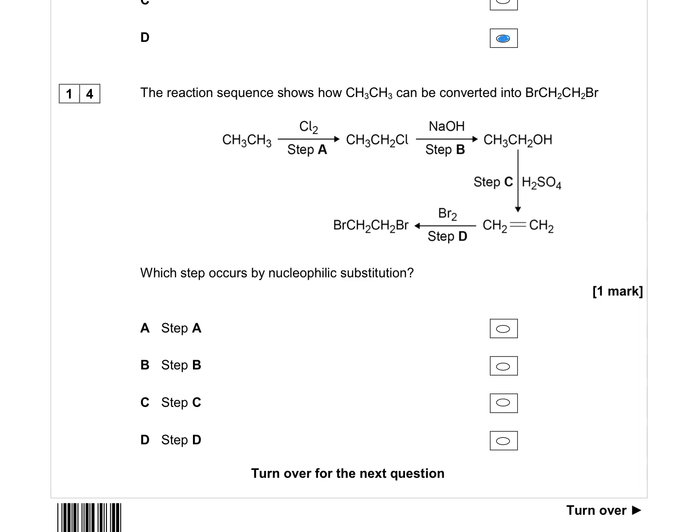Question 14 shows you organic synthesis steps, but it's actually about mechanisms. If you go through each step and think about what kind of mechanism is involved, you should fairly quickly recognise that step B is the only one that's a nucleophilic substitution.